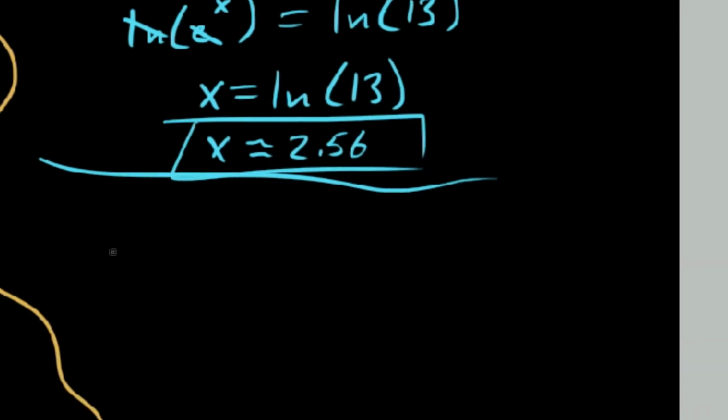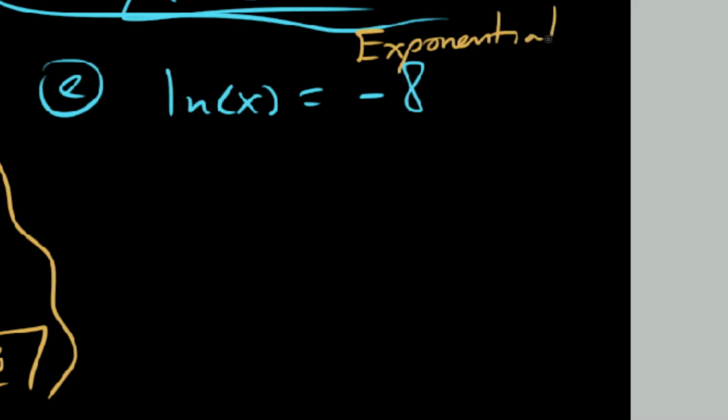What if we started with a logarithmic expression? So what if we started with ln of x equal to -8? To undo this logarithmic expression, we're actually going to use an exponential expression. This is kind of an odd thing to do, but what we call exponentiating both sides means to make both sides the exponent of some exponential expression.